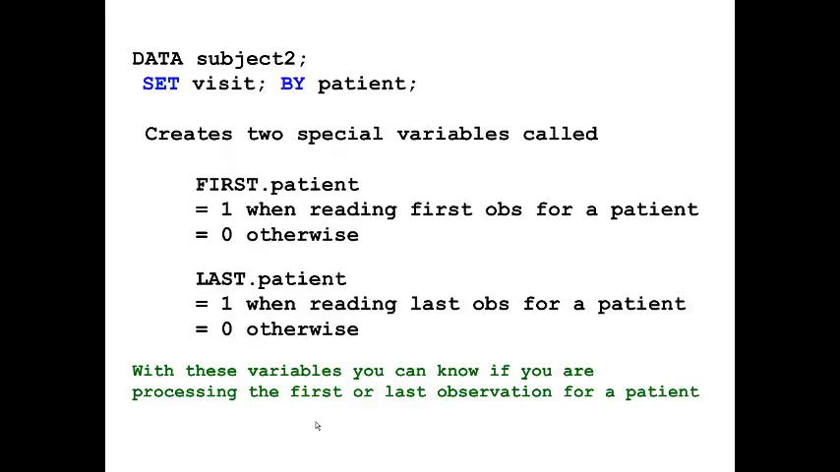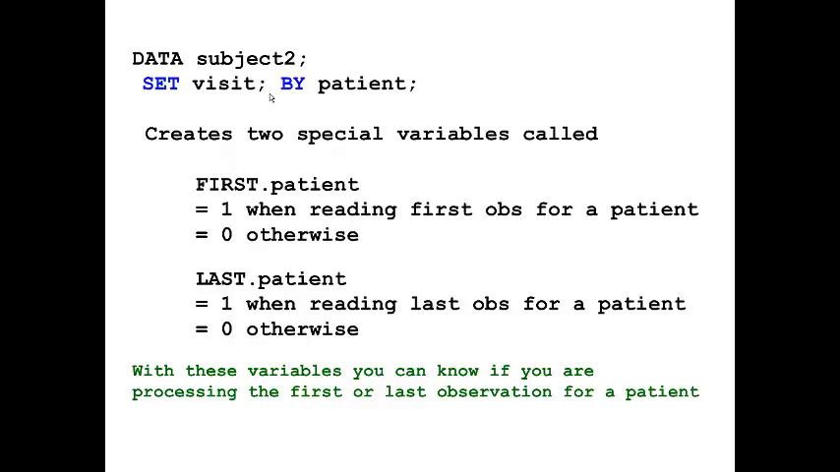So let's look at the code to do this. So here we have our usual set statement with a by statement following. And this is different from a merge. Remember, the set statement brings in an observation from a SAS data set. If we follow this with a by statement, then SAS, in addition to bringing in the observation, creates two special logical variables named, in our case, first.patient and last.patient.